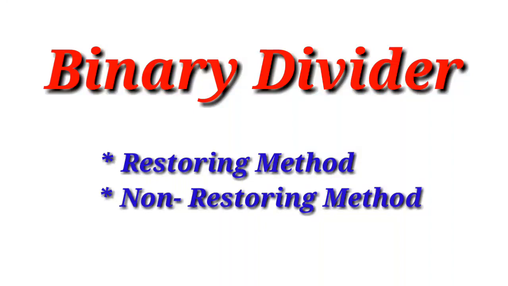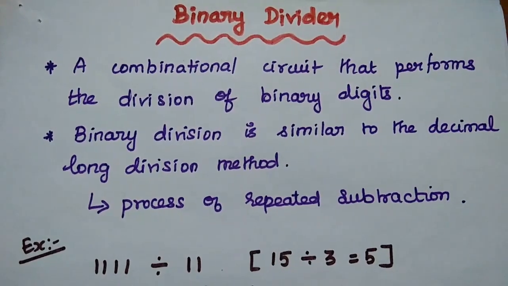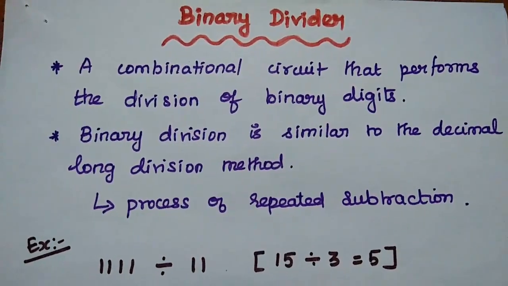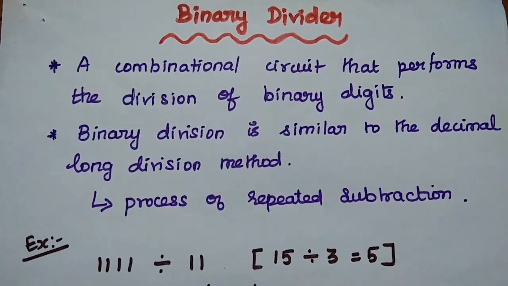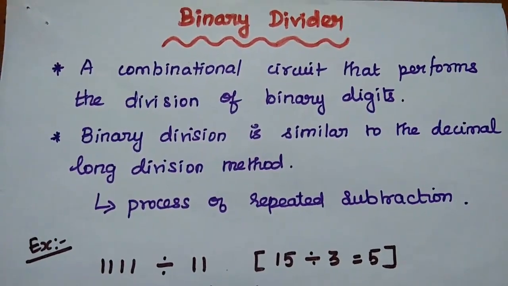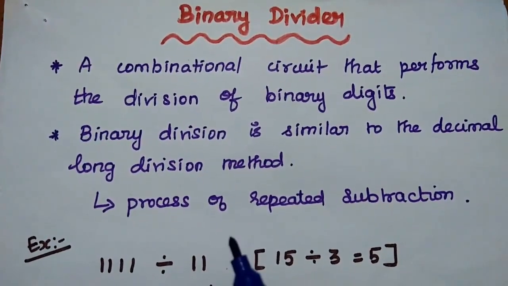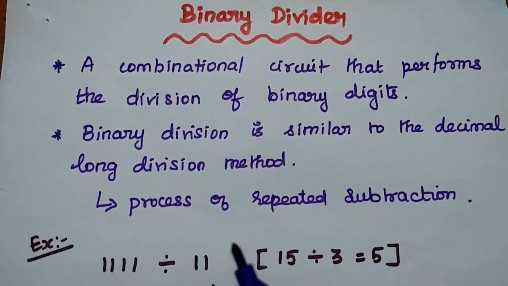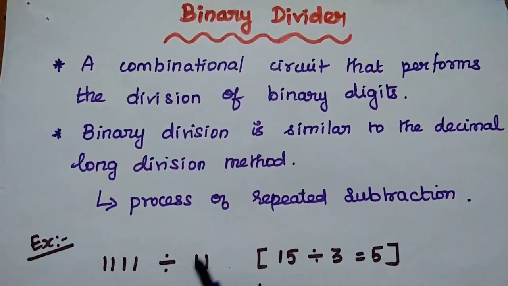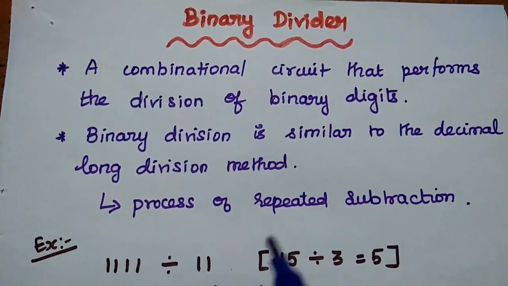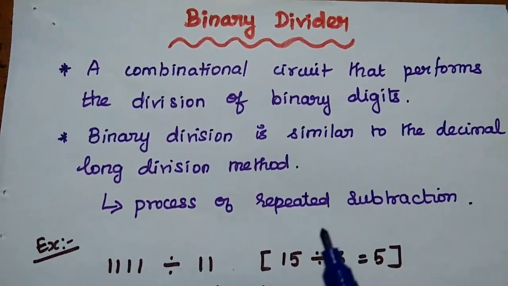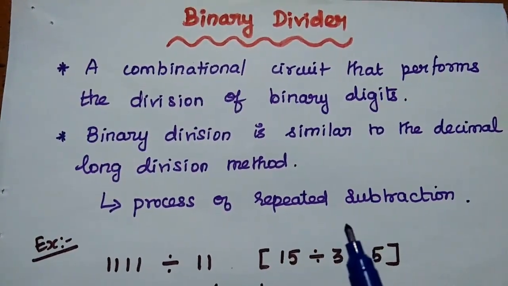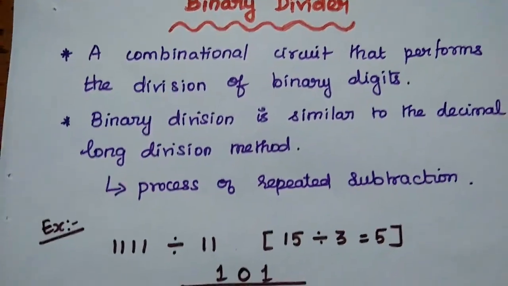Dear students, now we are going to discuss binary divider and its methods in detail with an example. Binary divider is a combinational logic circuit that performs the division of binary digits. Here, the binary division is similar to the decimal long division method. It is also known as the process of repeated subtraction. So, when compared with binary multiplier, it is a little bit complex one.